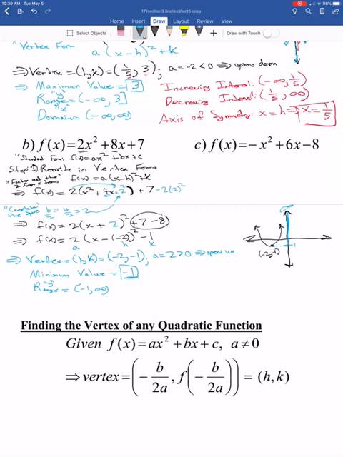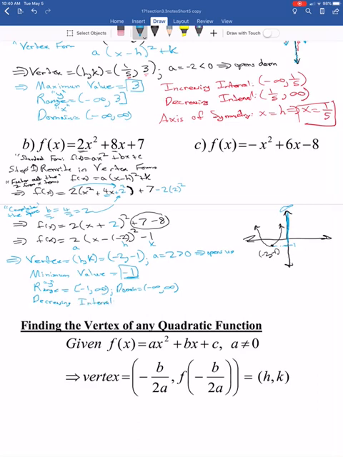And with that said, of course, domain is all real numbers. It's never going to change. Negative infinity to infinity. All right, now as we go to our increase and decrease intervals, which we know every parabola has, we have one of each. We have a decreasing interval. Write that down.